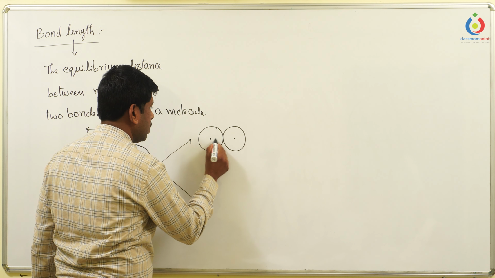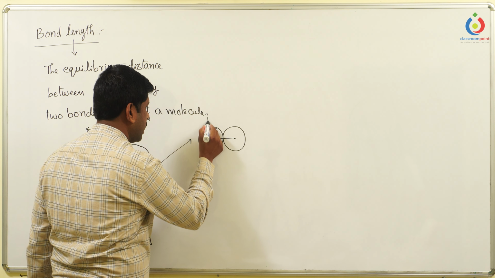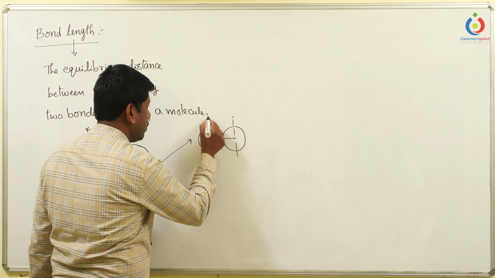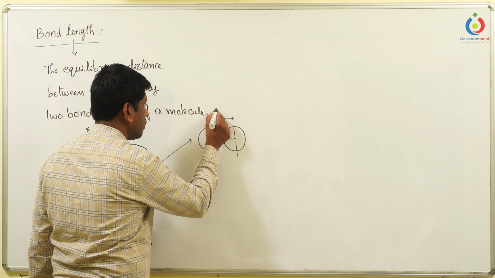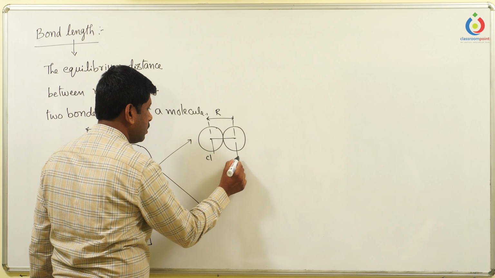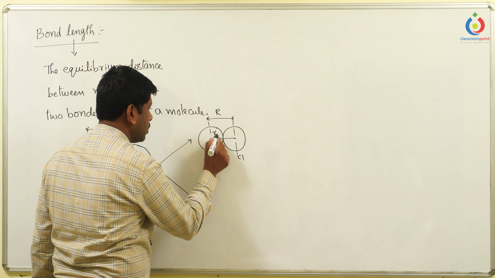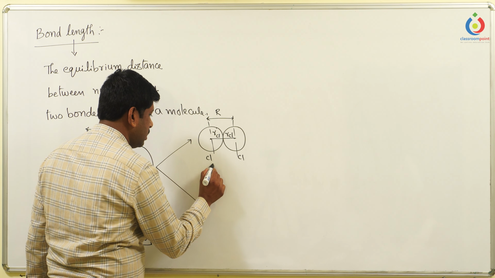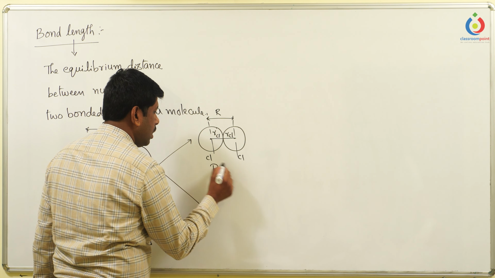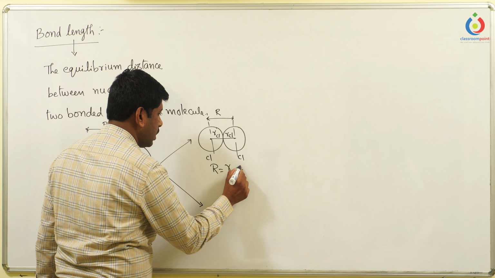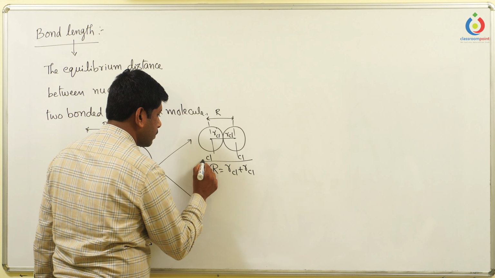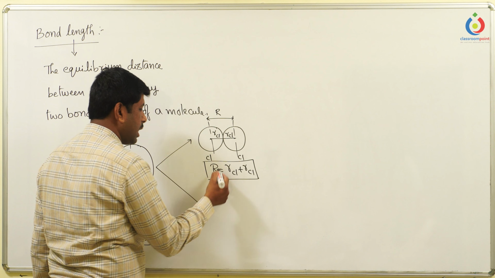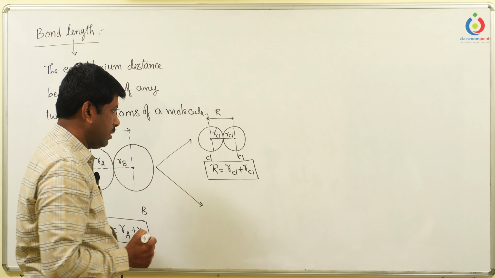Let us take an example of the chlorine molecule, in which both of these chlorine atoms are connected, and this is the internuclear distance between both of these chlorine atoms. This is the radius of this chlorine atom and this is the radius of this chlorine atom. So the bond length in this case, capital R, is equal to the sum of the radii of both of these chlorine atoms. Or else you can write capital R equals 2R_Cl.